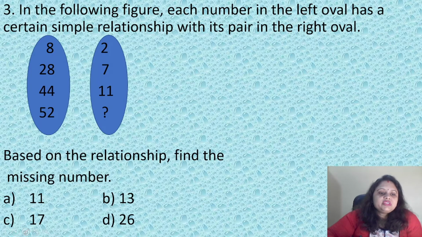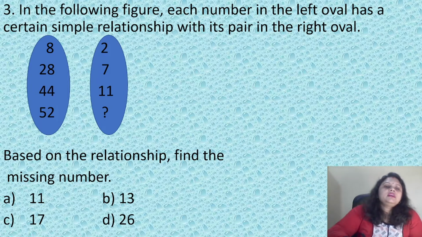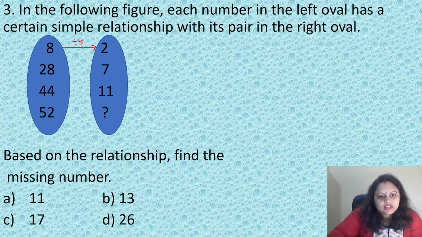Our next question is, in the following figure, each number in the left oval has a certain simple relationship with its pair in the right oval. Based on the relationship, find the missing number. Here 8 is there, here 2 is there. How can we get 2 from 8? Can anyone say? Yes, if we divide by 4, then we can get 2.